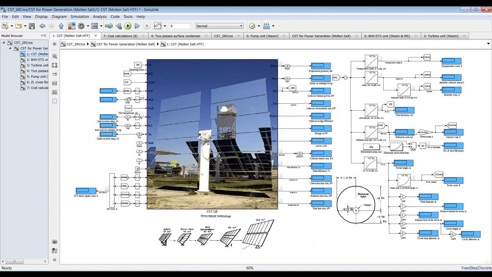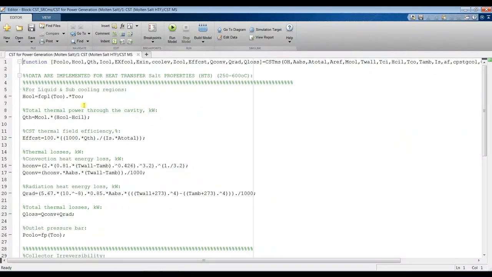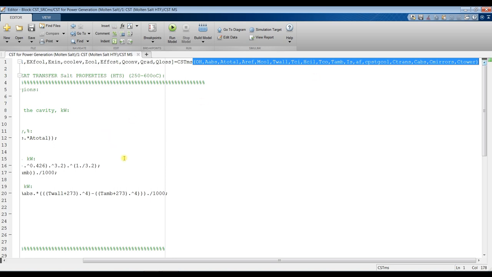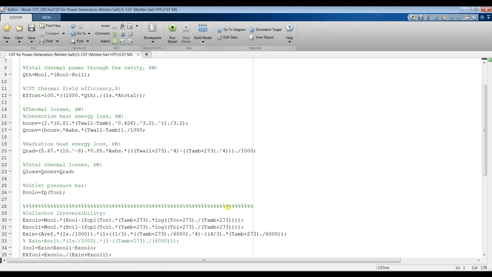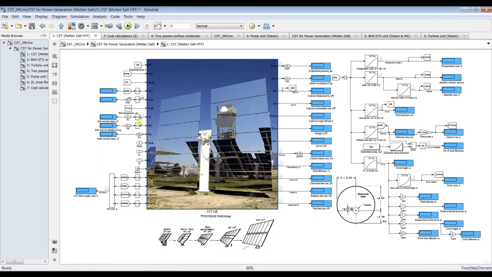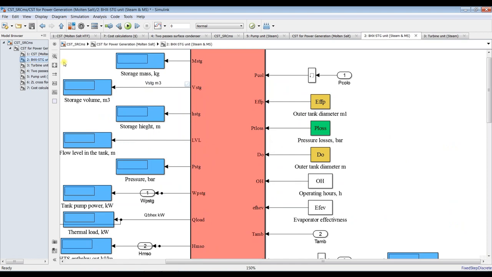Another thing, you can go inside any model. This is, for example, a concentrated solar tower, and by double clicking on any block you'll find the function of outputs based on the function name, and these are your inputs. This is your code, you can copy it, you can reform it, whatever you would like.